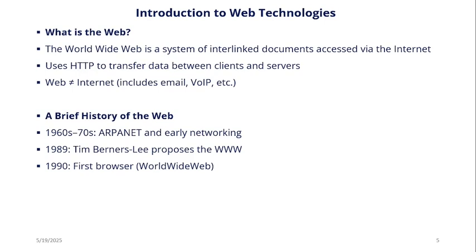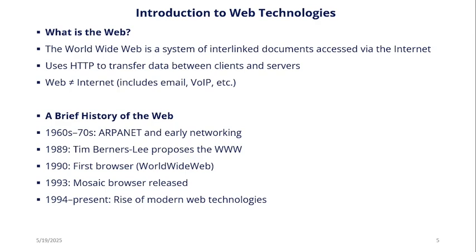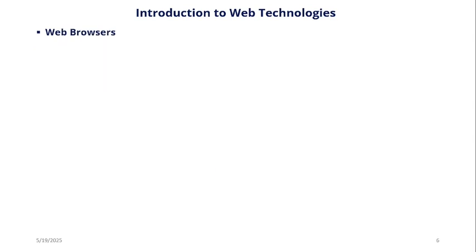If you are interested in the history, you can just take whatever you are seeing in this text, Google it, and you get more information on that. In 1993, the Mosaic browser was released, and from 1994 to the present, there has been the rise of modern web technologies, one of which we are going to study in this course.